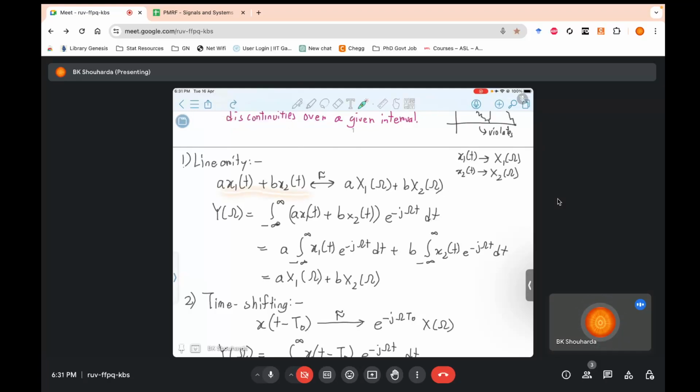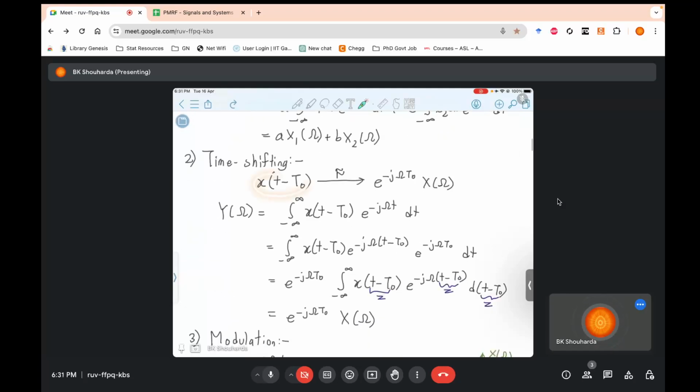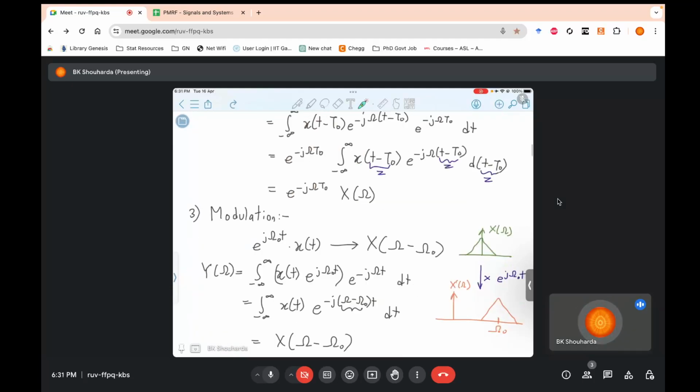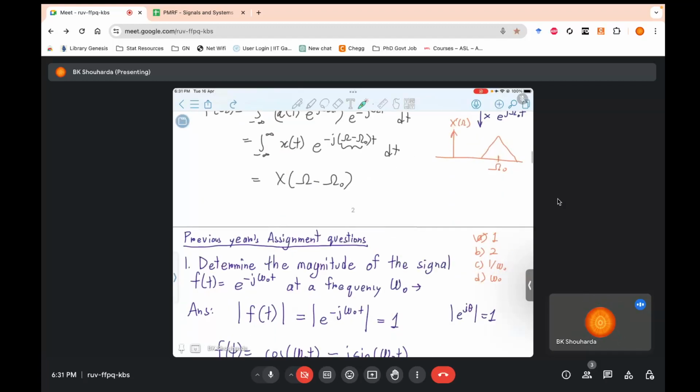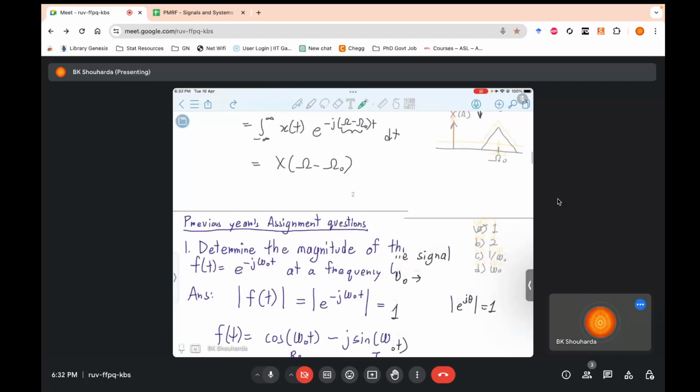You have a x1(t) plus b x2(t), that translates to the linear combination in the Fourier transforms. Then you have time shifting, which becomes a phase shift in the frequency domain. When you multiply a signal by a sinusoid or an exponential term, the signal shifts in the frequency range. Normally it is centered around 0. So once you multiply it by a fixed frequency complex sinusoid, it shifts around a different carrier frequency. This is called modulation.